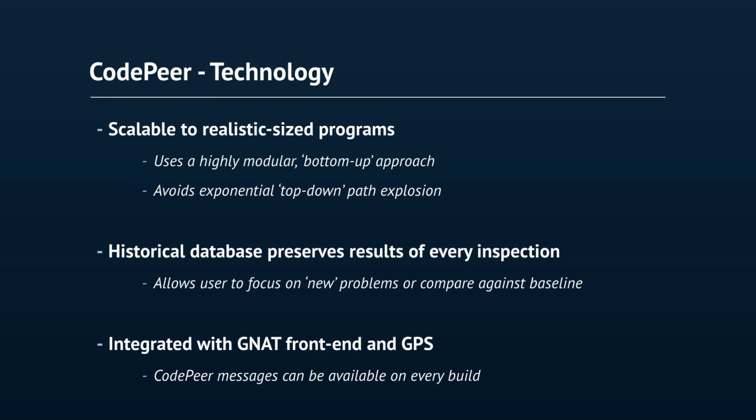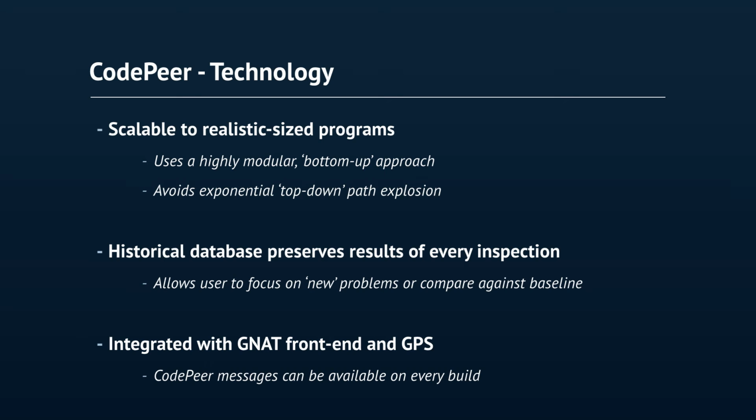We have a historical database that keeps track of every time CodePeer is run, and it allows you to focus just on the new problems or look at the old problems. You can, for example, if you ran CodePeer once on a good baseline and then you ran it again on an updated baseline, choose to only look at the messages that had been added and ignore the original ones that are the same as before, if you presume those are all fine for now. By clicking on added versus unchanged, you can decide which ones you want to look at.